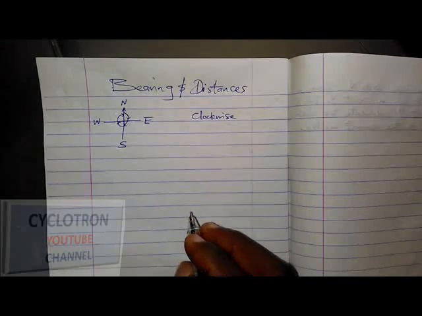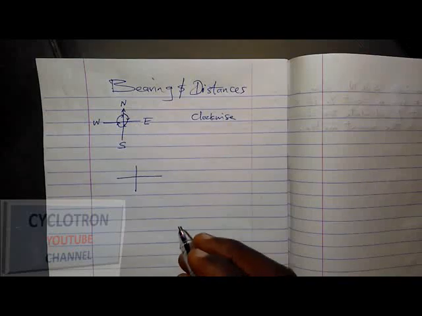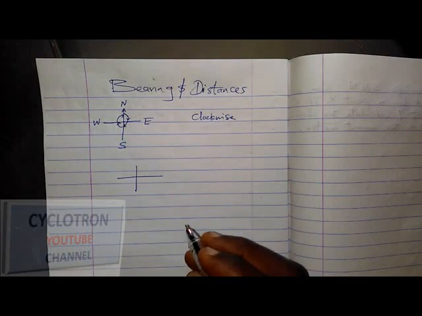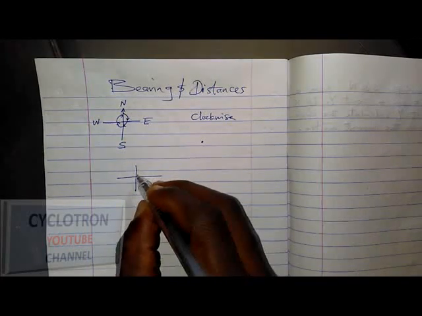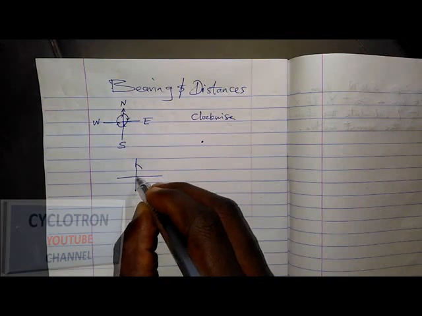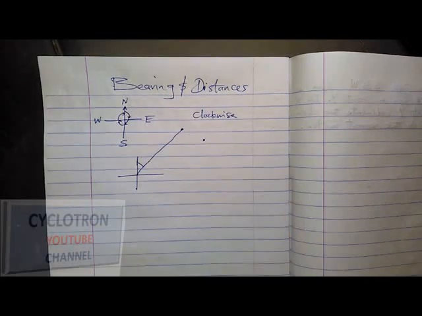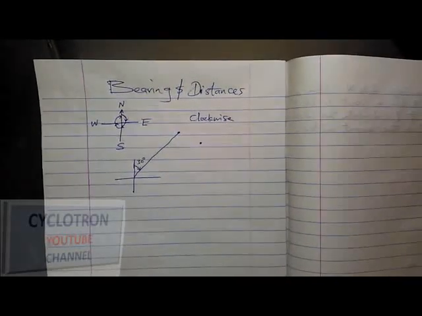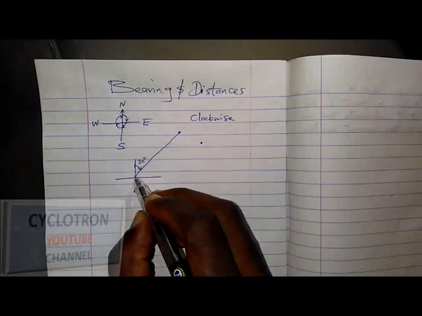So you can say the bearing of something is 30 degrees from another point. The something may be here. If it is 30 degrees, this one is 0, 10, 20, and 30. When it gets to 30, you draw the line to the point. Okay, let's say this is the point. This 30 degrees. So that's bearing. If it is 60 degrees, it will be like this.